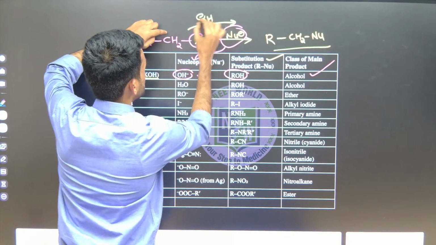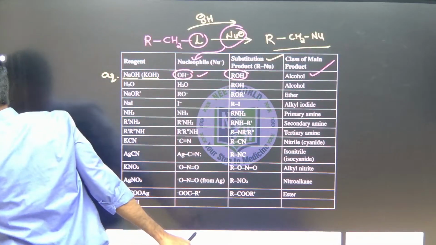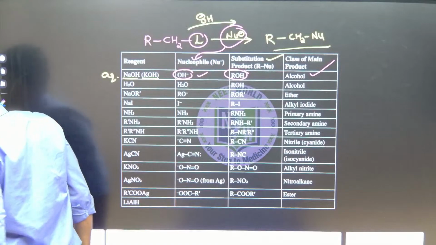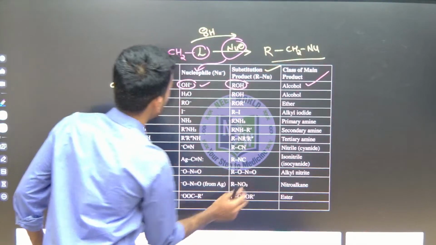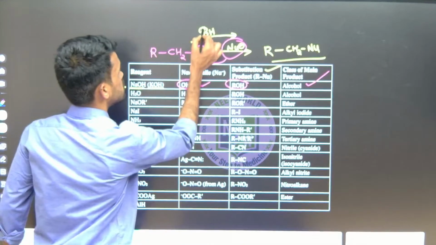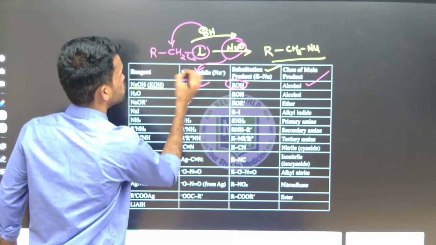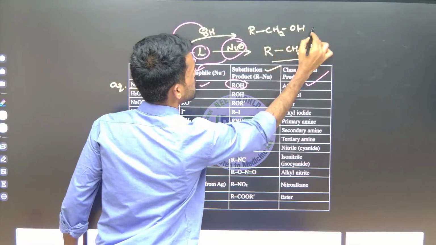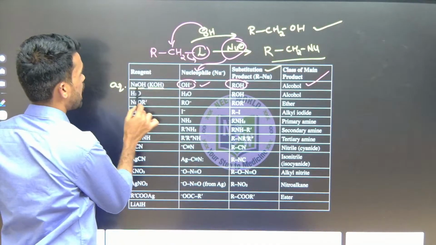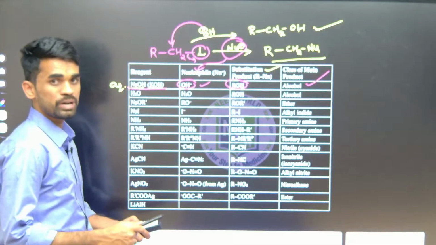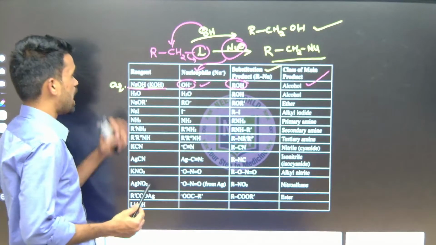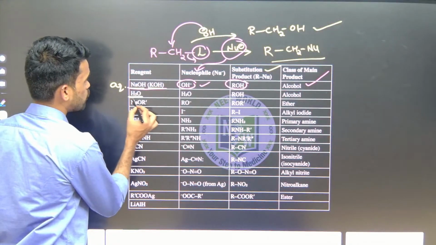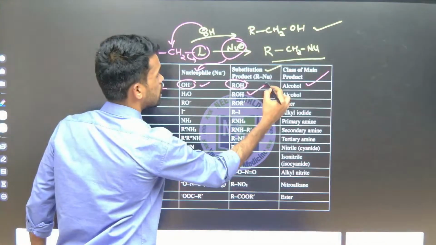Now what happens? Is there any blur on the screen? If there is any blur, please mention it in the chat box and I will correct it. Now what happens, tell me? The OH minus attacks over here and the leaving group goes out. You will get RCH2OH. It is an alcohol only, no? So it can be aqueous KOH, NaOH, or some other bases like aqueous Ca(OH)2. The next, it can be simple water also. You will be getting alcohol as a product.